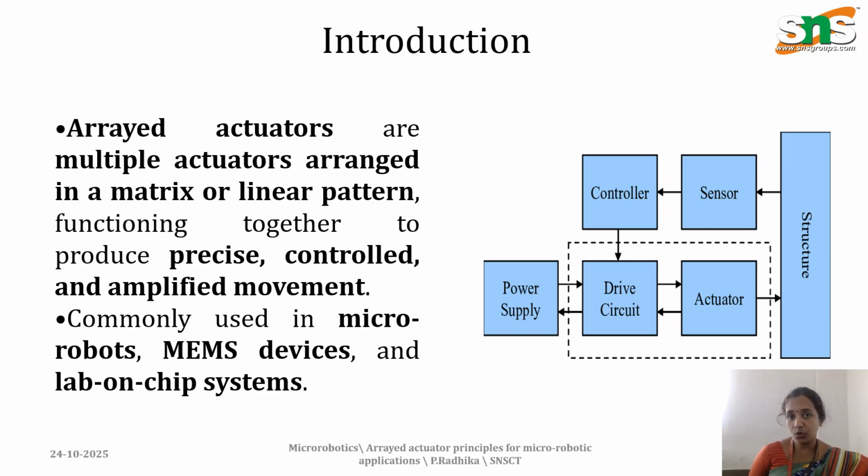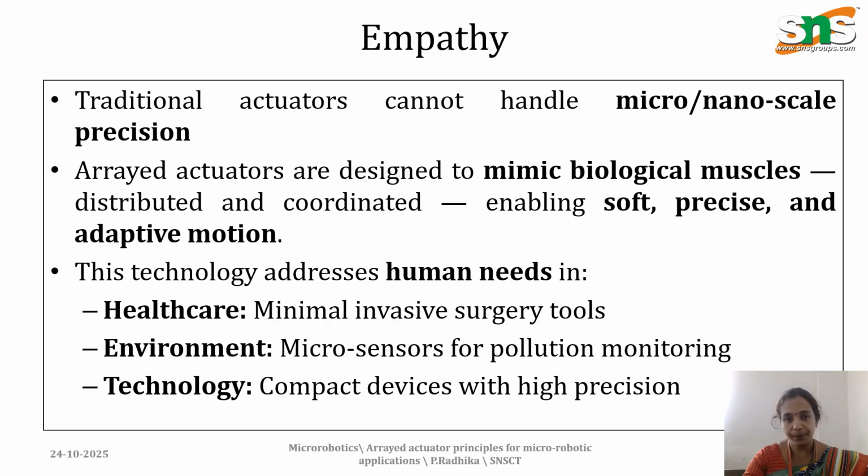Which means that, as I told already, a series of actuators connected together to perform a very big task along with a microcontroller. So that is called an arrayed actuator. These connections can be in a matrix or a linear pattern, like my arm. I have three joints in a line, in an alignment. Likewise, I can fix the motors in my robotic arm in a linear pattern, or in a matrix pattern. That is totally up to my choice.